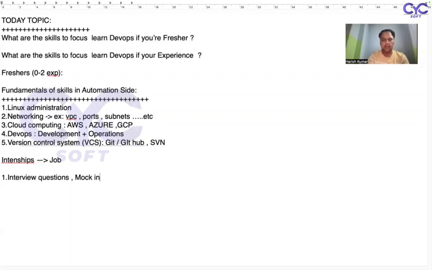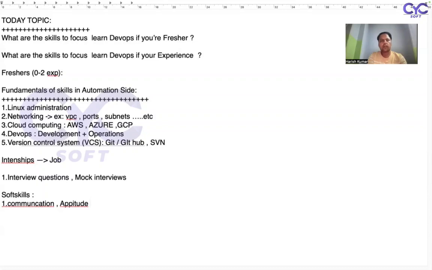That's very, very important: mock interviews. You also have to know the soft skills. That's very, very important. Soft skills, like the first one is communication, guys. Communication is very, very important for the industry. And you can also go with aptitude. So this is what we are trying to go with at a basic level for freshers, guys.